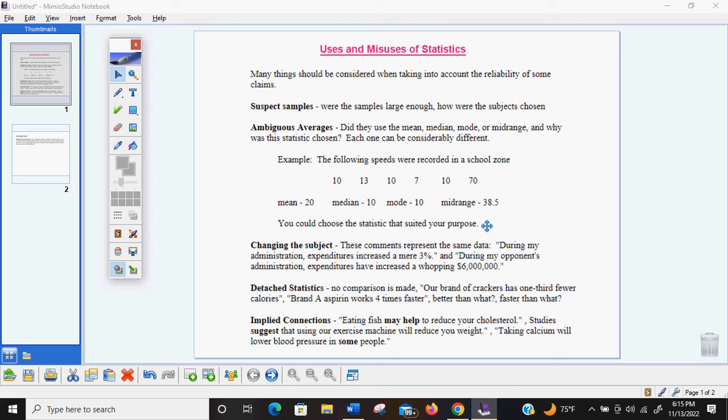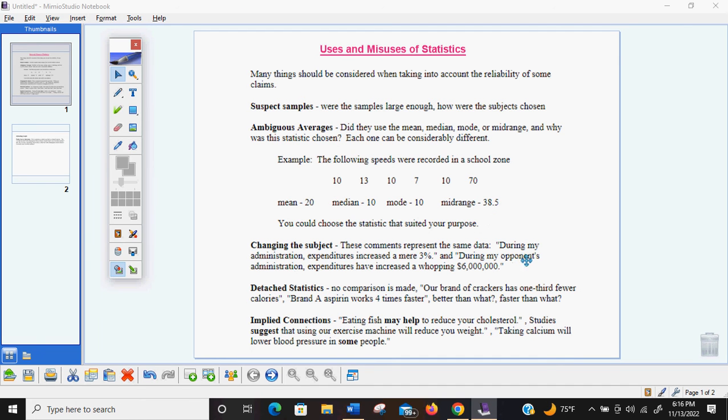So it really depends. Some people choose it by their purpose. So if you're complaining in the newspaper about students driving too fast, you're going to use the mean or the mid-range. But if you're a student, you could be the one saying, hey, listen, we had 6 people that they looked at and only one was going way over the speed limit. So you should always question when they say averages. Are they talking about the mean, the median, the mode, the mid-range? Which one?